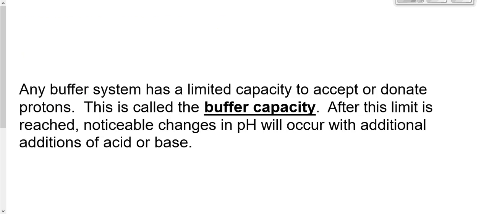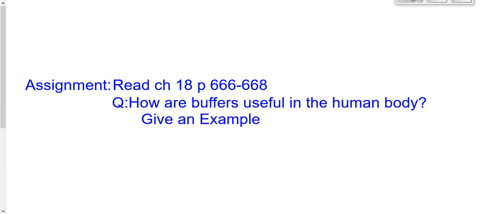So obviously there's going to be a limit. Once we've used up all of my weak acid or base and the corresponding salt ion, then any excess acid or base that is added will have a very fast change on the pH. And so that limit is called the buffer capacity. And that's why, for example, if we're considering hot tub chemistry, we will always constantly be having to add new buffer solutions because there's always going to be a limit.